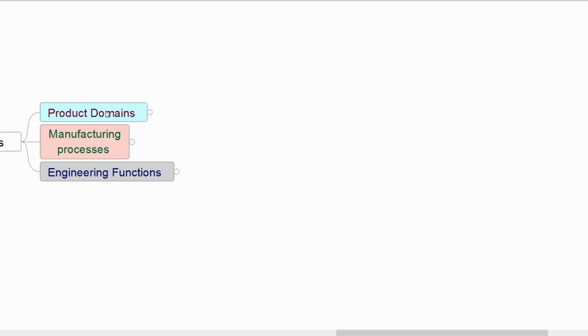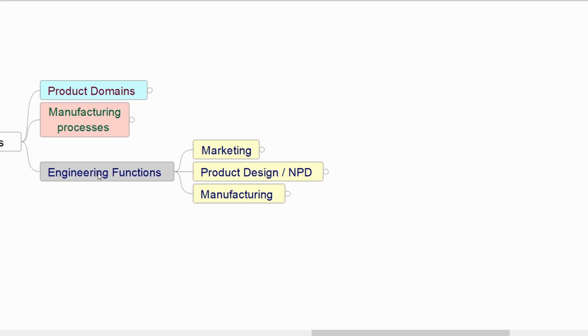Next, we are going to see the engineering functions we engineers have to take up in a manufacturing organization. Let us go through that. Product domains, manufacturing processes, and now engineering functions. Engineering functions are three major groups of functions: marketing functions, product design and NPD functions, and manufacturing functions.